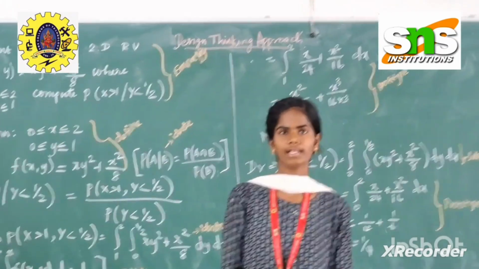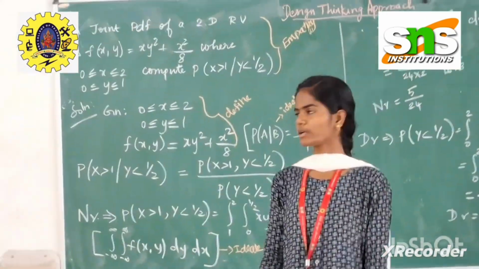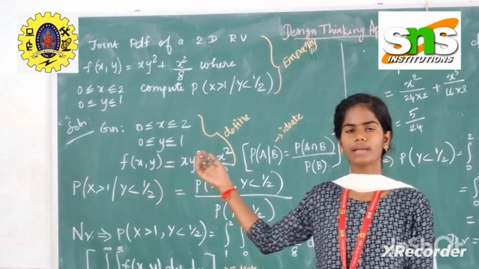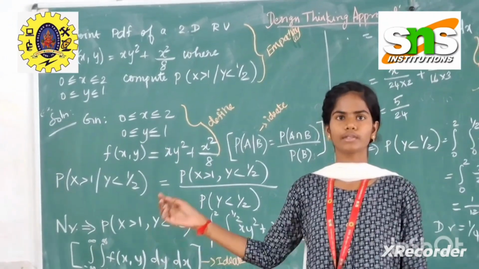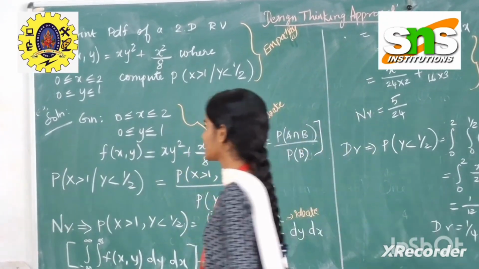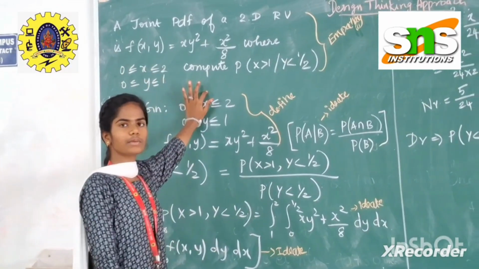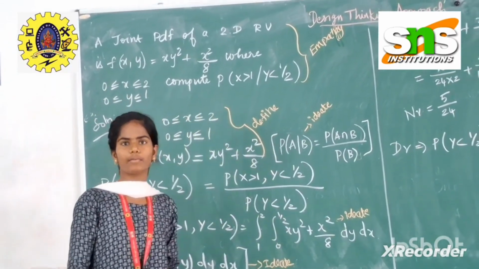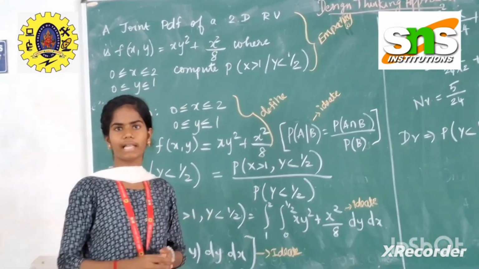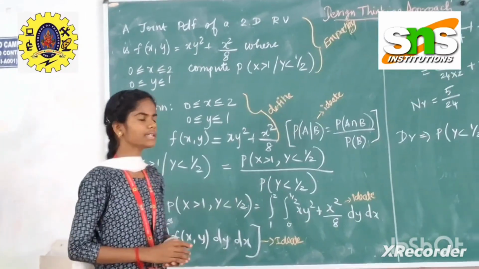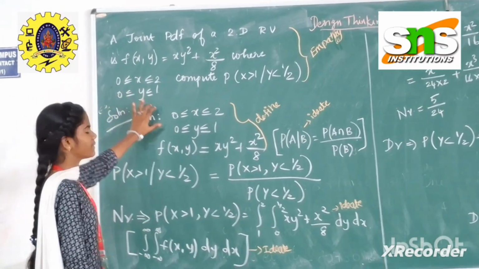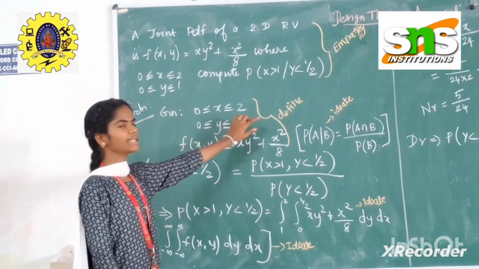Good morning everyone, I am Sri Shankari. Today we are going to solve this problem with a two-dimensional random variable, based on design thinking. This is the problem statement, which is called the empathy part. So we already know that design thinking has 5 steps: empathy, define, ideate, prototype and test. So this is the empathy part, and the given information from the question is called the define part.